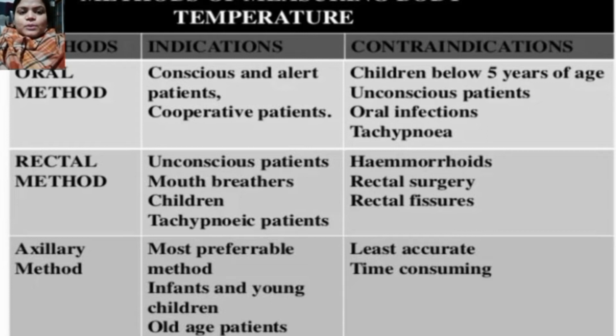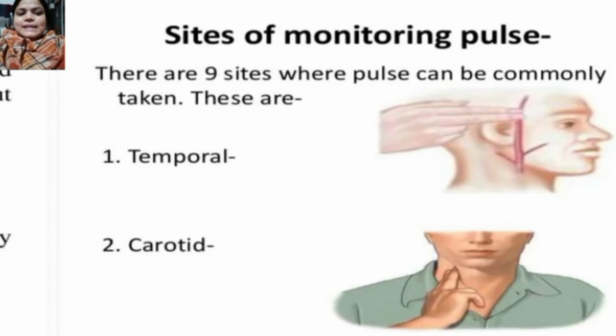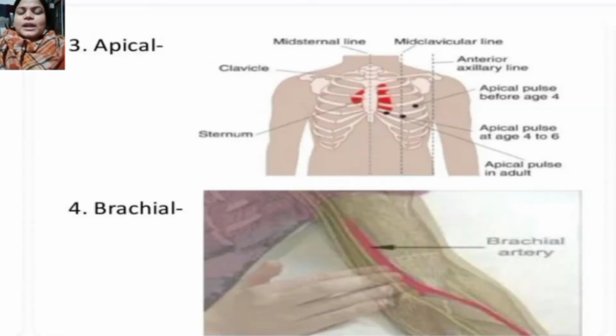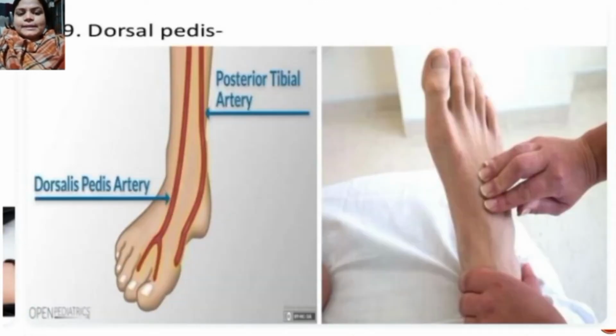Methods of measuring body temperature. The first one is the oral method, the second is the rectal method and the third is the axillary method. Pulse. The pulse is an index of the heart rate and rhythm. Pulse provides valuable data about the person's cardiovascular status. Definition: the pulse is a wave of blood created by contraction of the left ventricle of the heart. Sites for monitoring pulse. There are 9 sites where pulse can be commonly taken. These are temporal, carotid, apical, brachial, radial, femoral and dorsalis pedis.